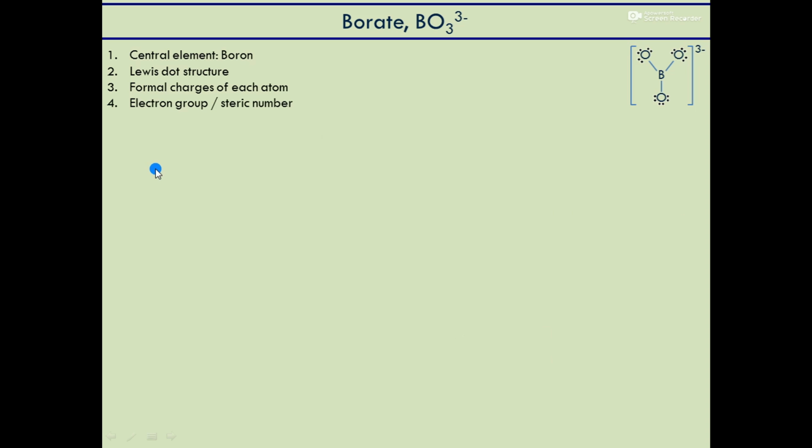So next, let's get the electron group or steric number for the central atom. For the steric number, a single bond, double bond, or lone pair associated with the central atom is considered as 1 count. Here we have 3 single bonds, no double bond, no lone pairs. So we have a steric number count of 3, or electron group count of 3. So there are 3 electron groups associated with our central atom, boron.